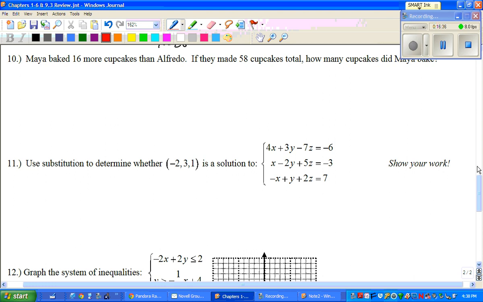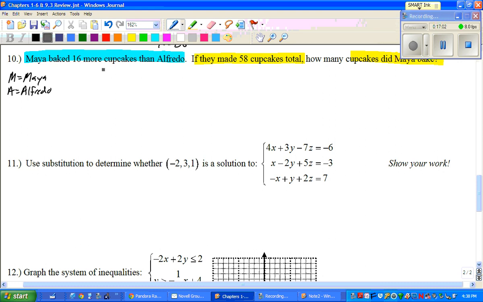Okay, number 10. Maya baked 16 more cupcakes than Alfredo. If they made 58 total, how many did Maya bake? So M is for Maya. A is going to be for Alfredo. Now the same thing, each sentence is pretty much an equation.